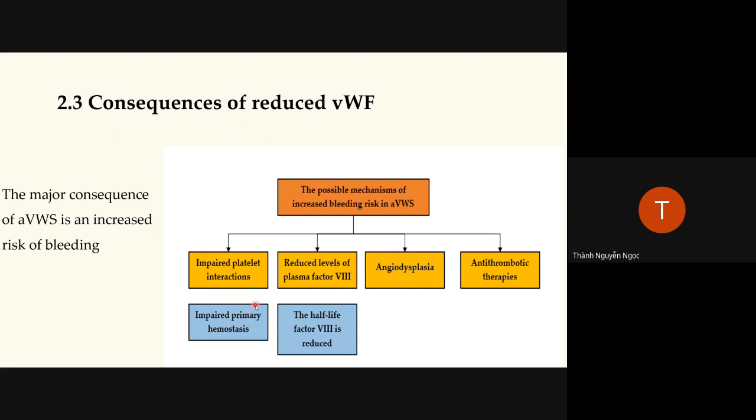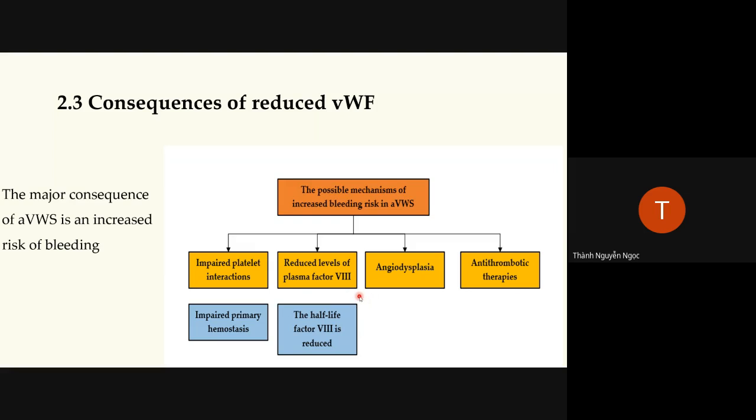Second, reduced level of plasma factor VIII. VWF acts as a carrier protein for factor VIII and increases the half-life of factor VIII substantially. In aVWS, reduced plasma level of factor VIII may contribute to impaired clot formation and bleeding into soft tissues, e.g. muscle bleeding or joints.